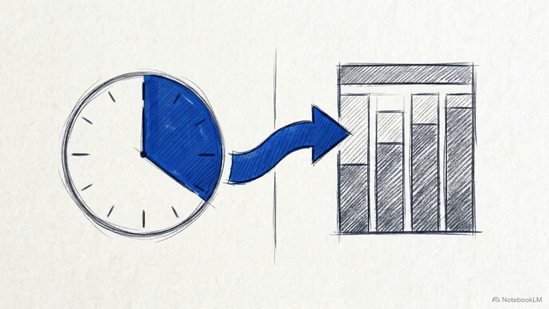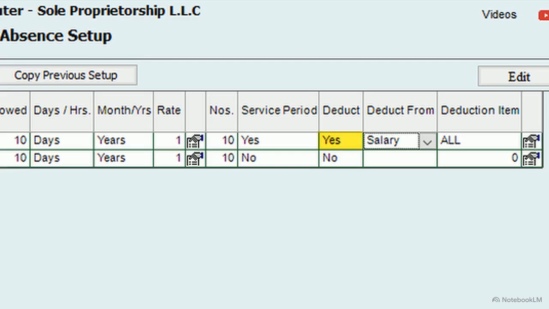Now we reach the most critical step of the setup, linking these time-off allowances directly to the financial ledger. To enforce payroll penalties, you must select Yes under the Deduct column. Beside it, the Deduct From column must be mapped specifically to salary. This ensures the penalty correctly targets the main payroll pool, rather than failing processing.